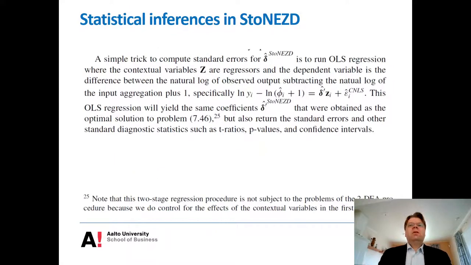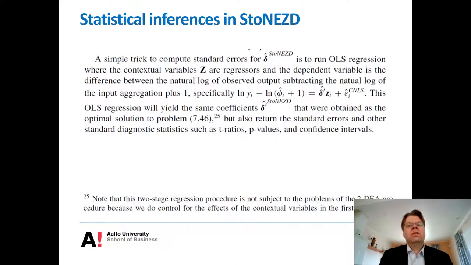So I come back to this important case of the statistical inferences. Notice that in this Banker and Natarajan type two-stage DEA, there is still the problem with the hypothesis testing of these delta coefficients. So the Simar and Wilson critique is still valid, for example, for testing hypotheses. So we cannot really rely on the second stage OLS if we run OLS on these DEA efficiency scores.